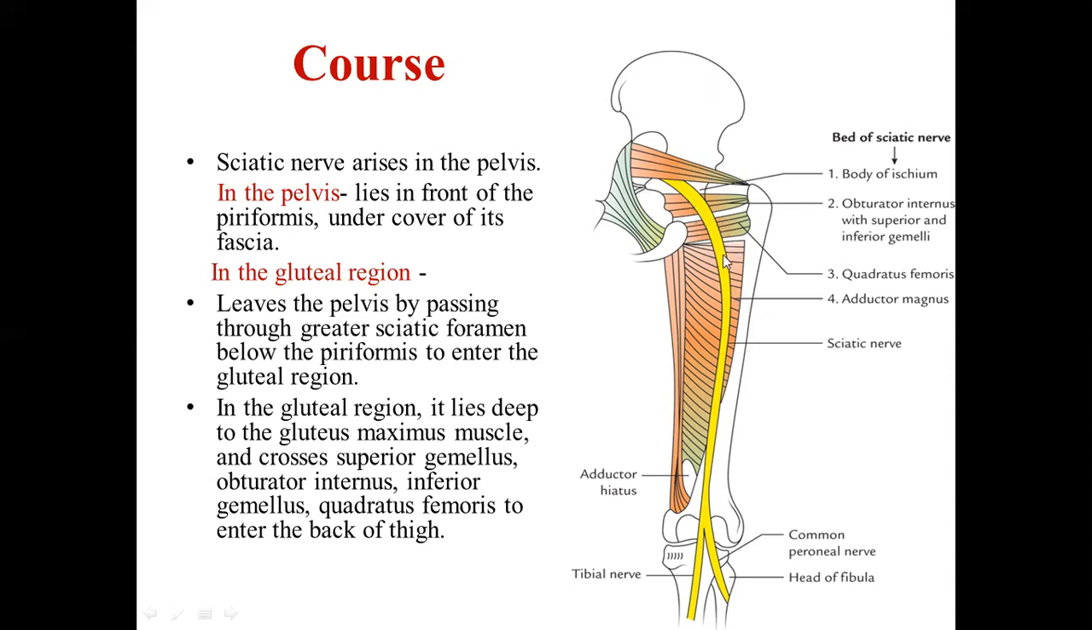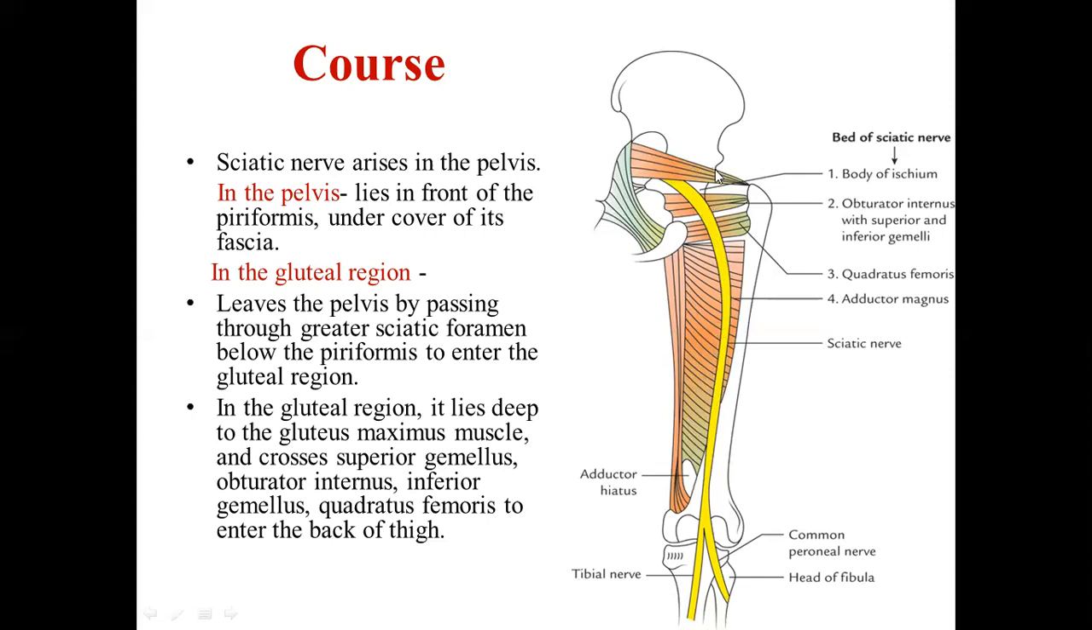In the gluteal region, it leaves the pelvic region through the greater sciatic foramen. It passes through the greater sciatic foramen below piriformis and enters the gluteal region. Here it lies deep to the gluteus maximus muscle, crosses the superior gemellus, obturator internus muscle, inferior gemellus, quadratus femoris muscle, and then it will travel down on the back side of the thigh.